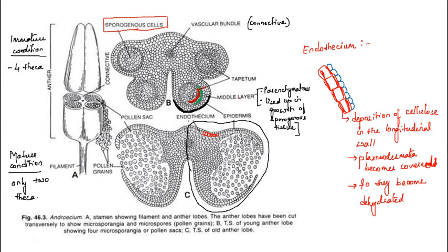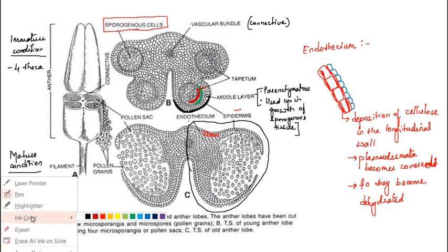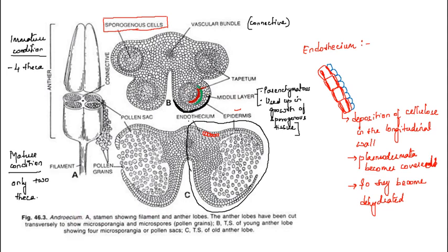The epidermis. The one which I have marked with the red color is the endothecium layer, which is just below the epidermis. The middle layer provides nutrition to the sporogenous tissues. Sporogenous tissues are this one, I made it blue colored. These are sporogenous tissues. And the innermost layer, which I have drawn with brown color, is the tapetum.